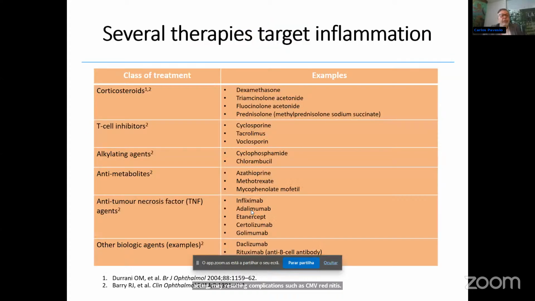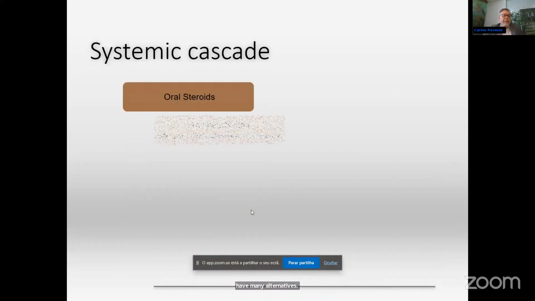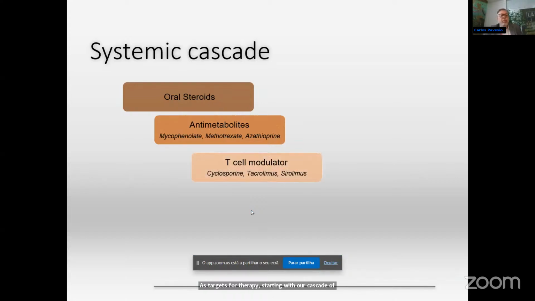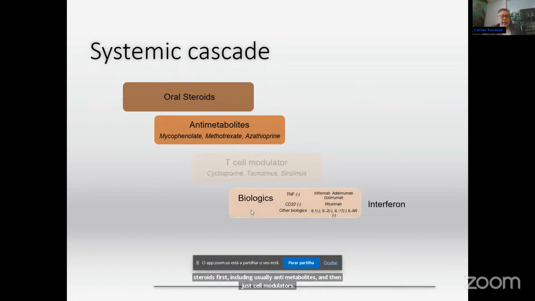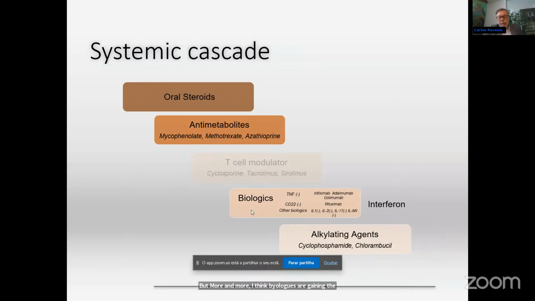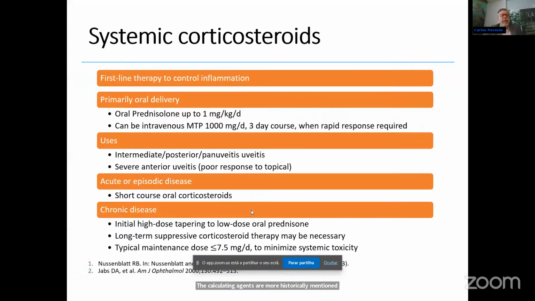And just to finalize here, the systemic therapy options: we have many alternatives as targets for therapy, starting with our cascade of steroids first, then usually antimetabolites, and then T-cell modulators. But more and more, I think biologics are gaining the upper hand in terms of the indications and are more frequently used. The alkylating agents are mentioned more for historical reasons; still used sometimes, but very infrequently these days.